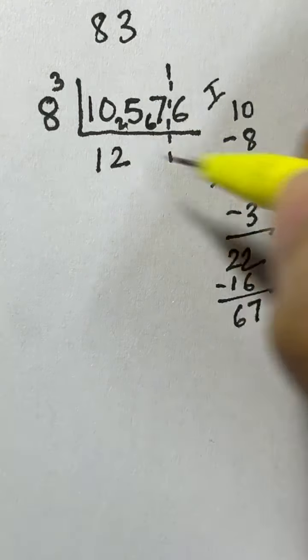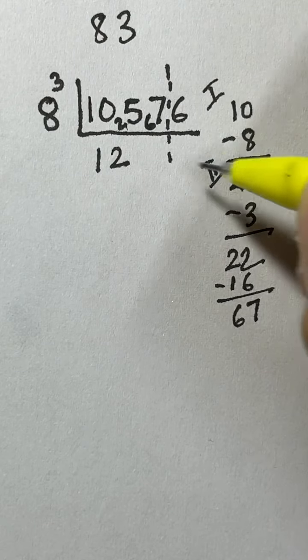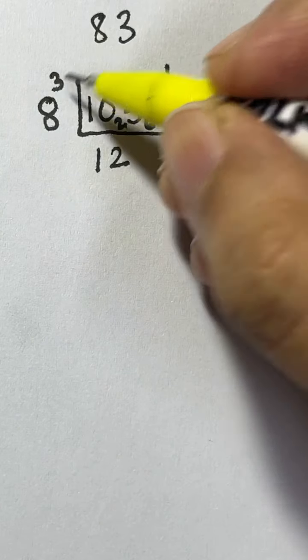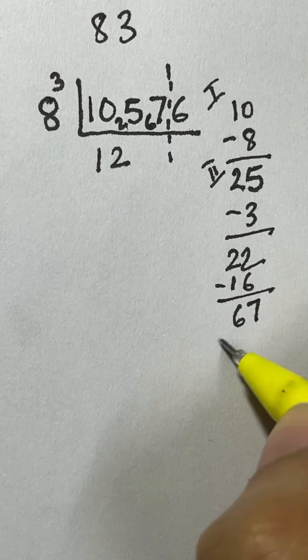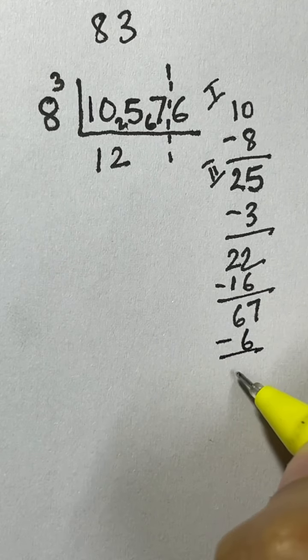67. Now you need to multiply, the second step. The quotient has to be multiplied with the tiny number. 2 times 3 is 6. Subtract 6. 67 minus 6 gives you 61.